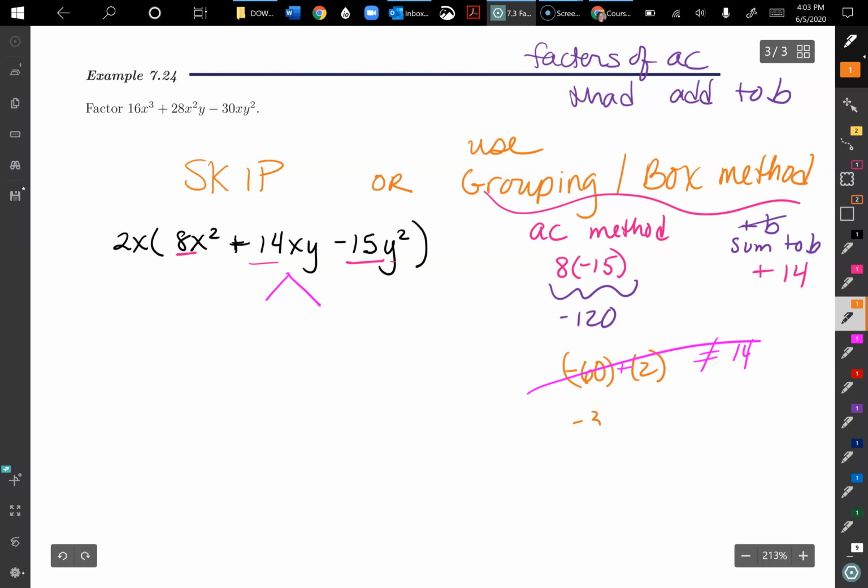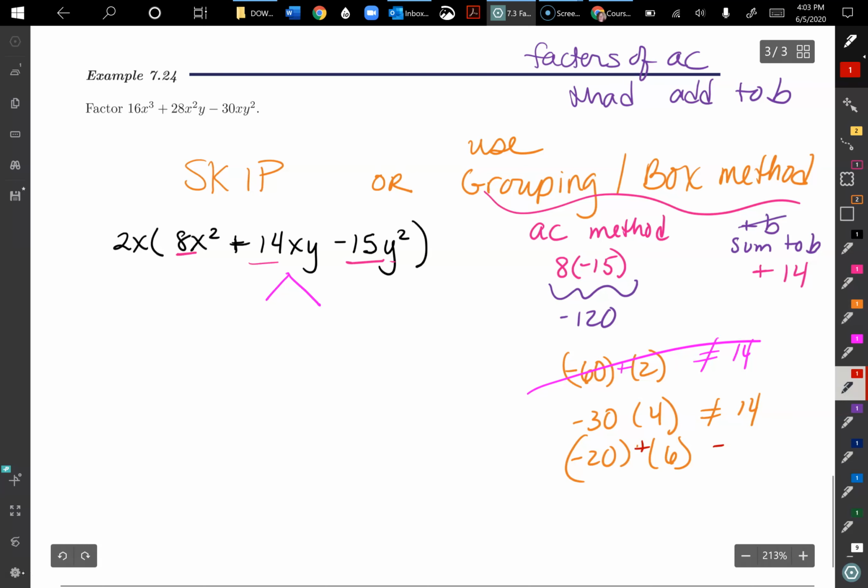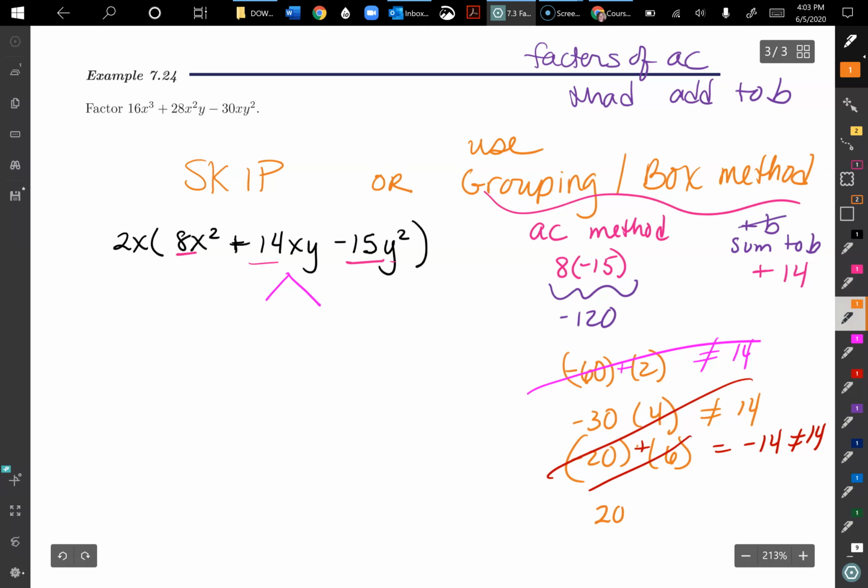So we have negative 30 and 4, still not equal to 14. Let's try negative 20 and 6. That actually would add up to negative 14, still not equal to 14. So if I just switch my signs on that and do a positive 20 with a negative 6, then I am in business. That is going to be my positive 14.